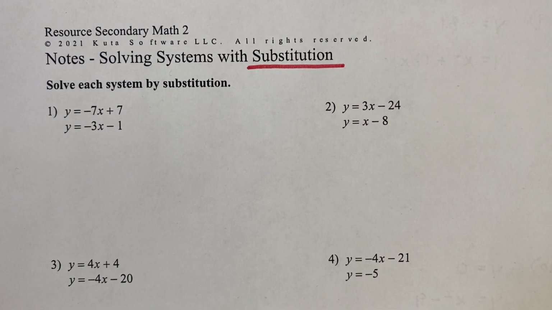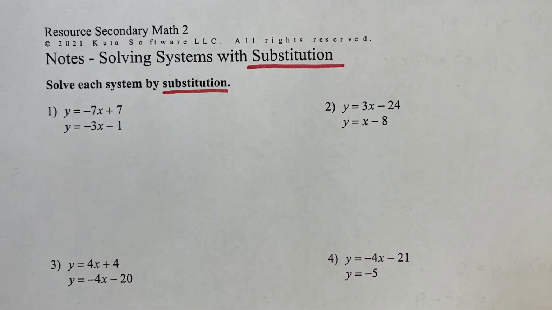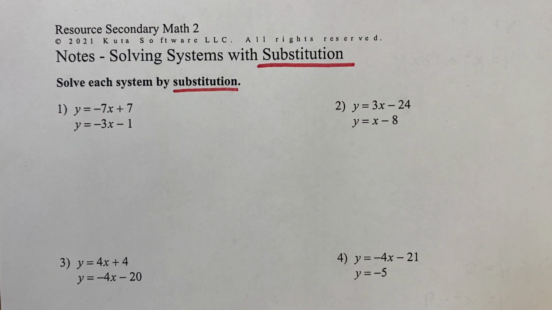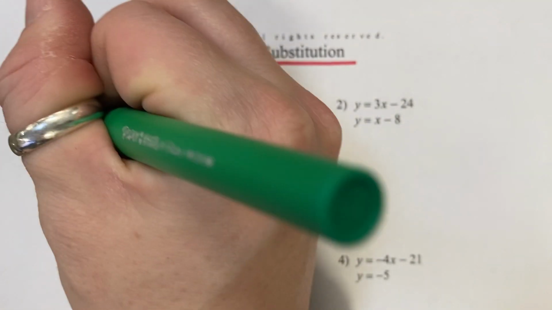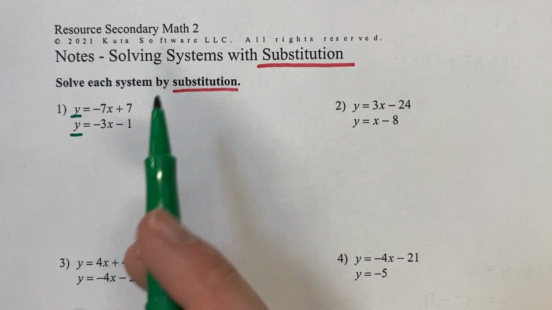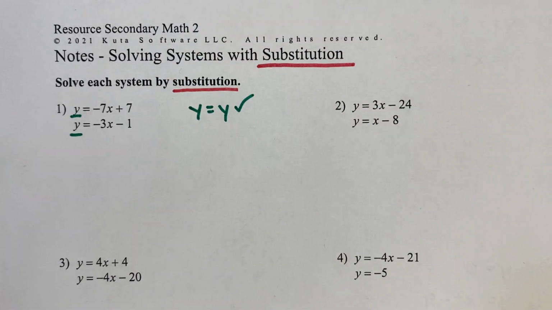We're replacing something with something else. It's asking us to solve each system by substitution. We did talk about this last year, so this might be a little bit of a review. That's okay. Looking at number 1, we can see that it says y equals and y equals, meaning they're both equal to y. Well, we know that y equals y. Those are the same things.